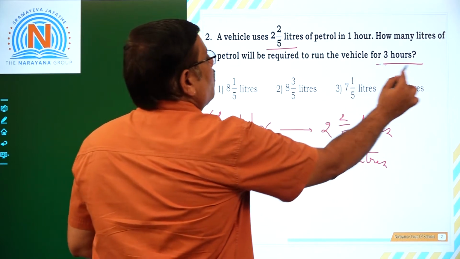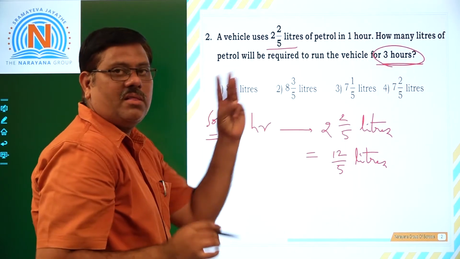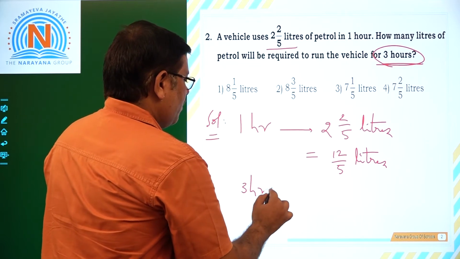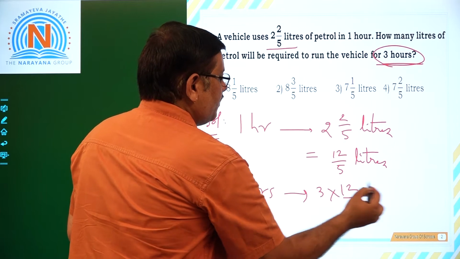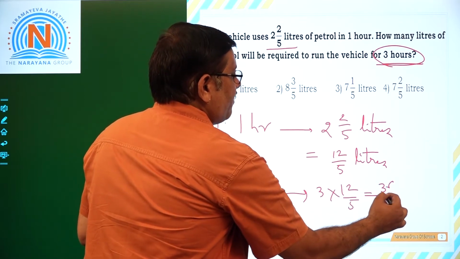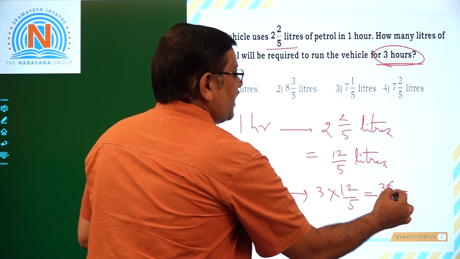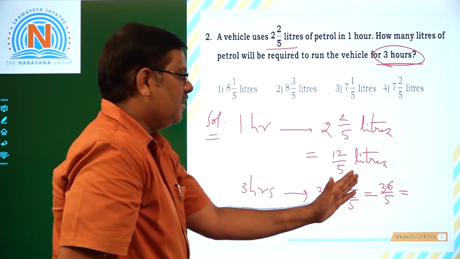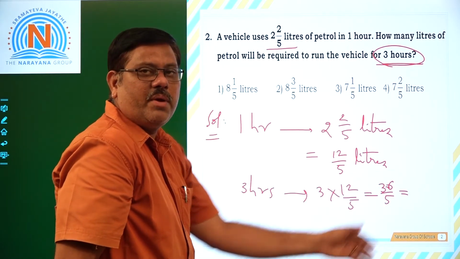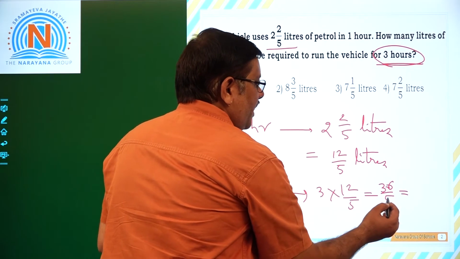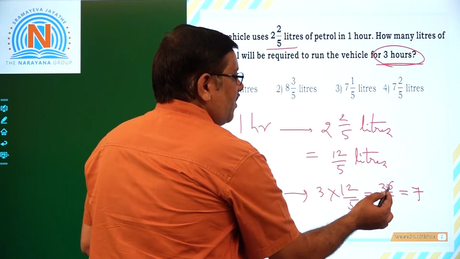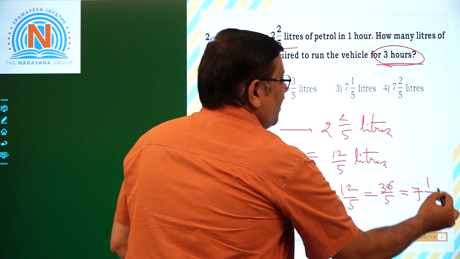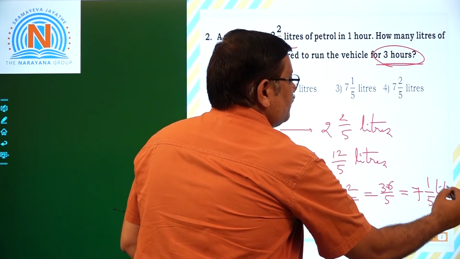So how many hours do you have to run? You have to run it for 3 hours. So for 3 hours, how much will it consume? 3 into 12 by 5. That is nothing but 3 twelves are 36 by 5. 36 by 5 is again an improper fraction. This improper fraction we have to convert into a mixed fraction. How do you do it? If you divide 36 by 5, we have 7 fives are 35, 1 is the remainder. So 1 by 5 liters.